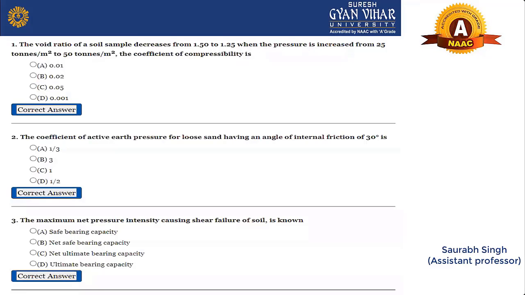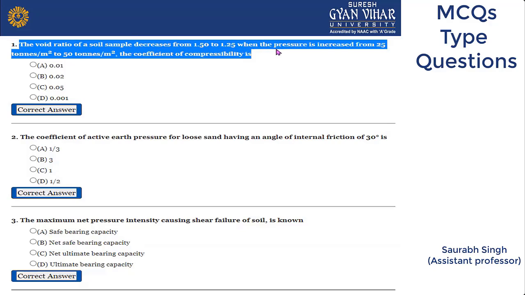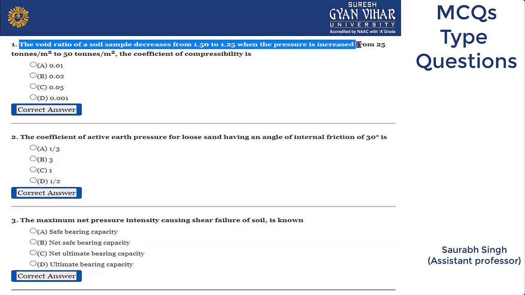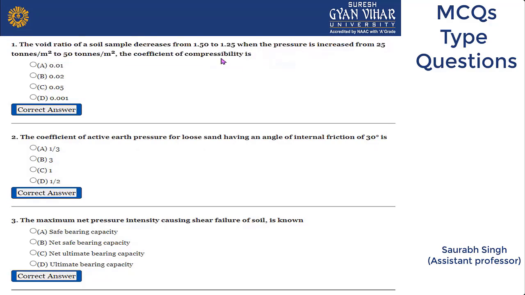Now we will see the first and second questions. As you can see, the void ratio of a soil sample decreases from 1.50 to 1.25 when the pressure is increased from 25 tons per meter square to 50 tons per meter square. It is asking what will be the coefficient of compressibility.